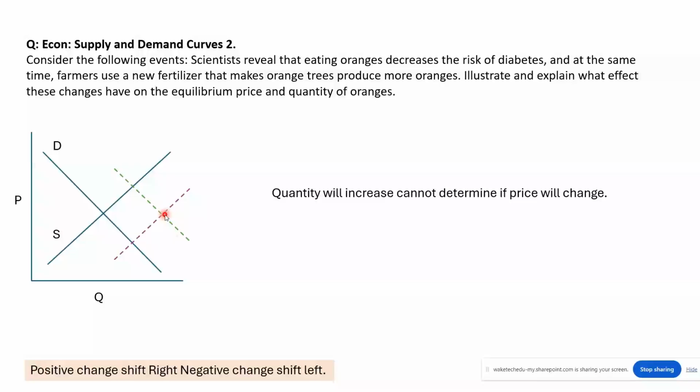So if it's the consumer, positive change, I'm going to shift the demand curve to the right. If it's the consumer, negative change, I'm going to shift the demand curve to the left. If it's a supplier, positive change, I'm going to shift the supply curve to the right. If it's a supplier, negative change, I'm going to shift the supply curve to the left.